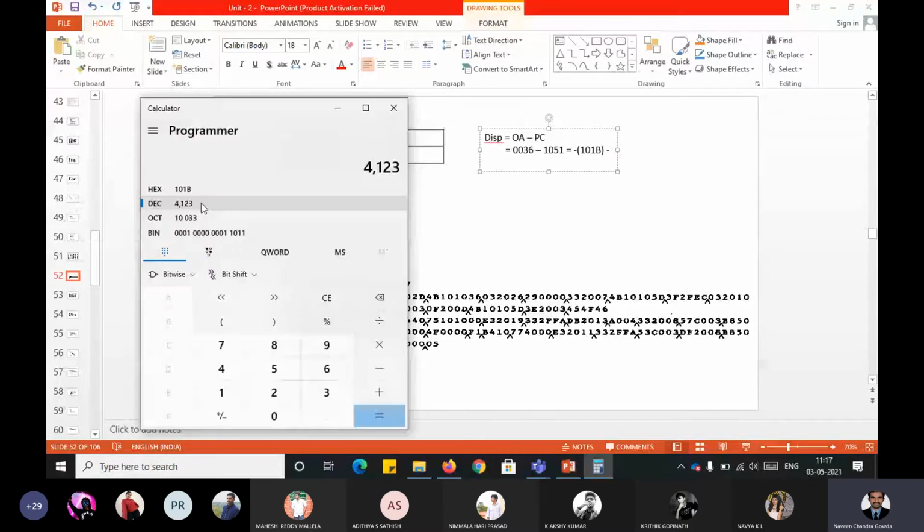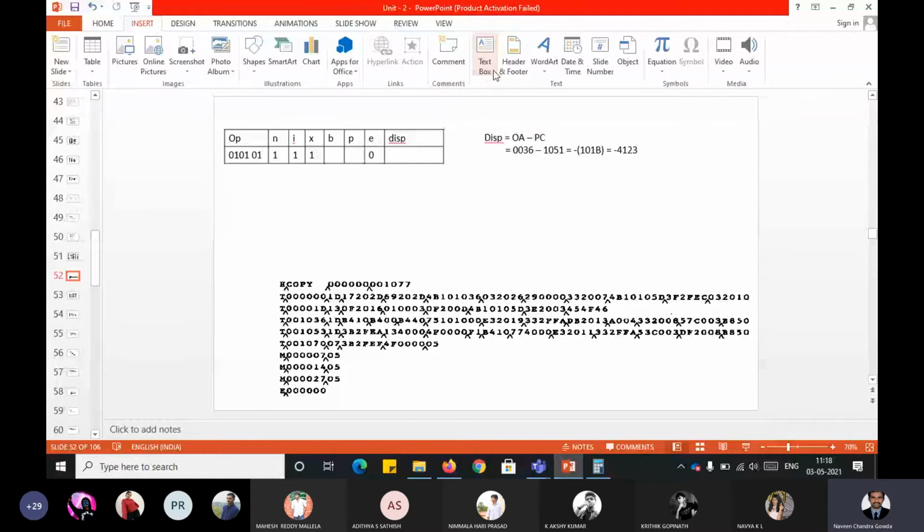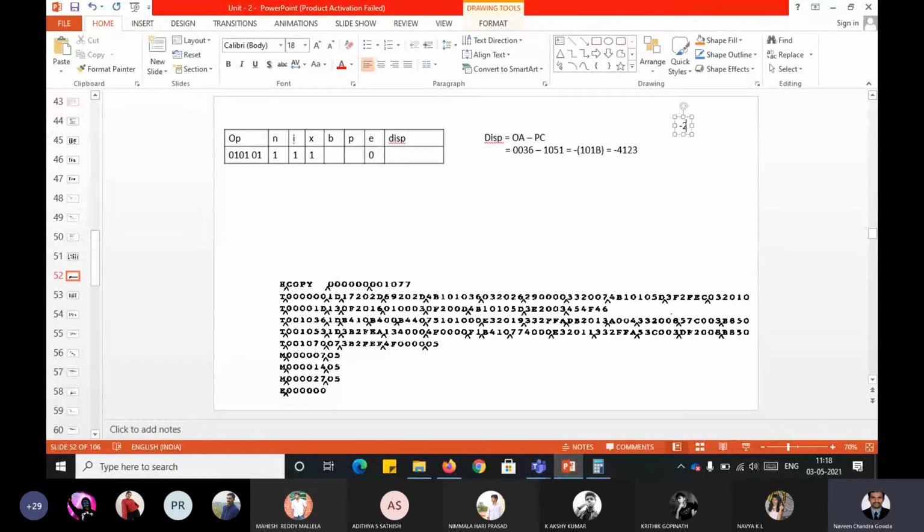But my dear students, can anyone remember and tell me the range of PC addressing? I had given a minus value to a plus value. Can anyone let me know in decimal? Minus 2048 to plus 2047. Exactly. With respect to PC, we have a range of minus 2048 to plus 2047. But here, don't you think minus 4123 is even less than minus 2048?